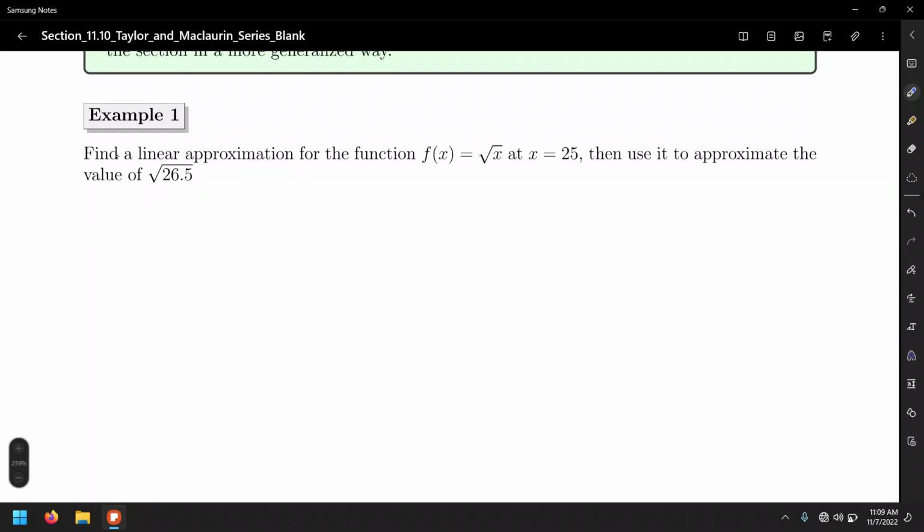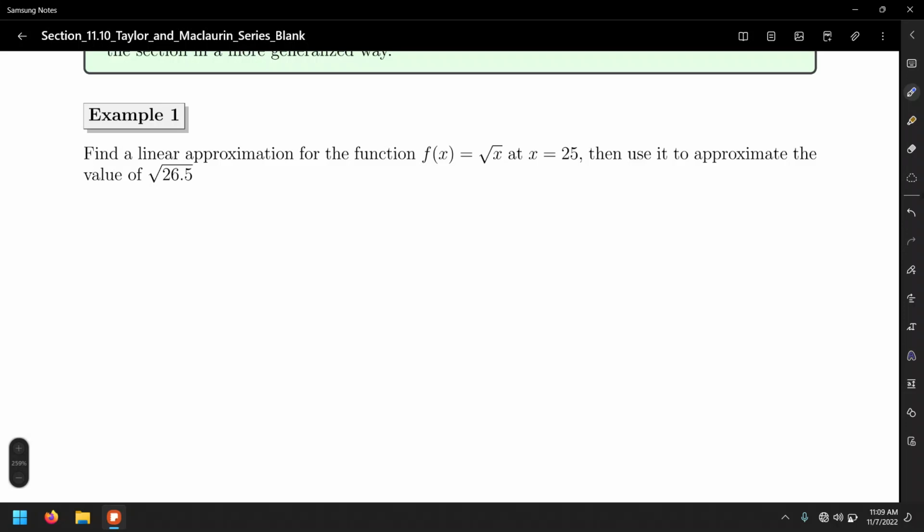So we want to find a linear approximation for the function f of x, square root of x, at x equals 25, and then use it to find the value of the square root of 26.5. So the idea is to evaluate the square root of 26.5 without ever using a graphing calculator, and that's what we're going to do. We're going to use calculus and some algebra to evaluate that.